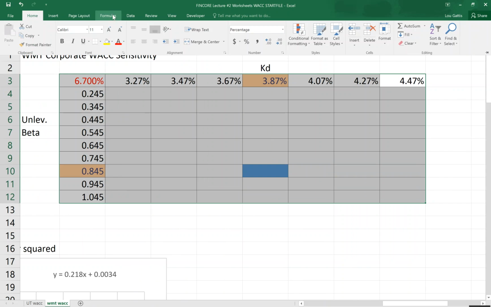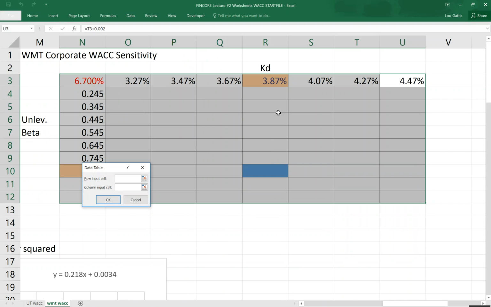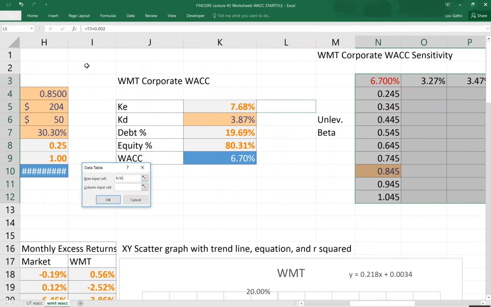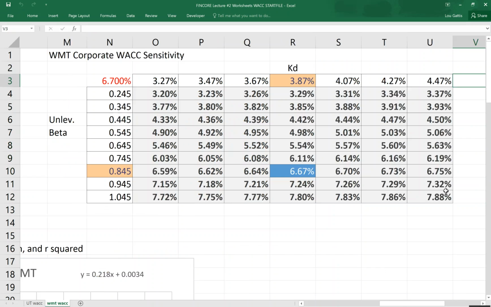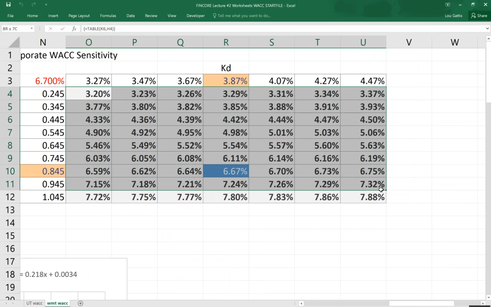And go data, what if, data table. Now my cost of debt is in a row, and this answers for the row input. So I'm going to find the debt that I used that drives this WACC. Right, this cost of debt is used in this WACC. Now the column is the beta. I know that this unlevered beta drives this cost of equity, which drives this WACC. So now I can hit OK, and now I have a range of WACCs. All right, and it looks like my WACCs go from 3.20% to 7.88% based on my range of assumptions.